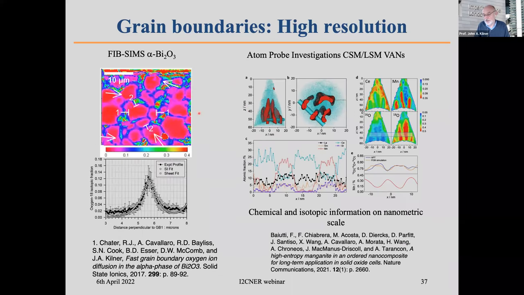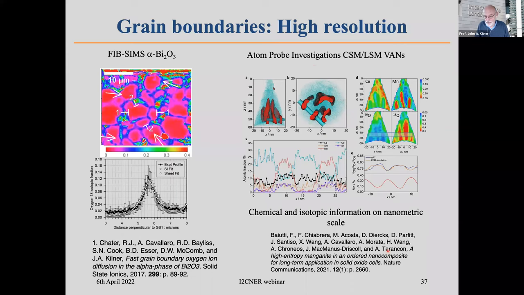Finally, if we're to investigate these grain boundaries even further, we need to move to much higher resolution techniques, such as focused ion beam SIMS. This is some work we did on bismuth oxide, looking at the diffusion, not at the grain boundary, but the grain boundary is here, and this is away from the grain boundary into the bulk of the material. So looking at how the oxygen distributes within the grains and away from the grain boundaries. But I think the really powerful technique is to use an atom probe.